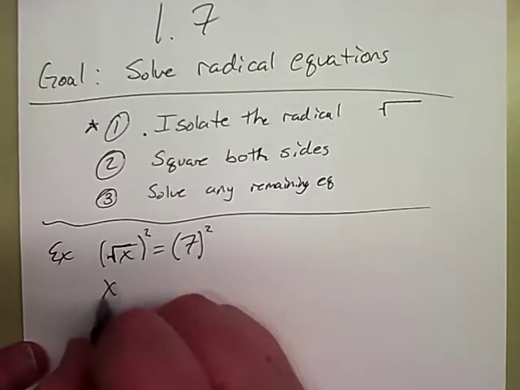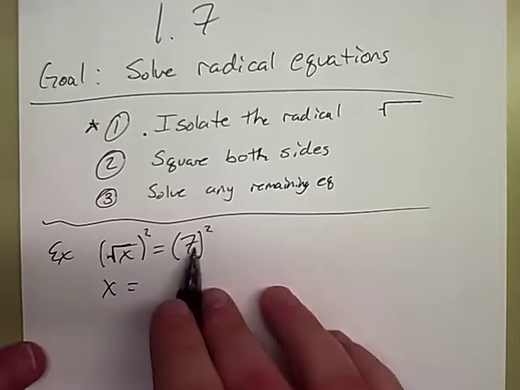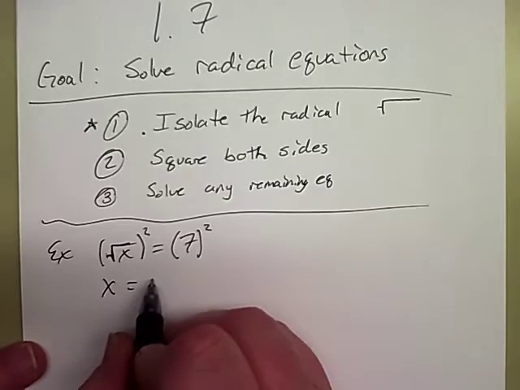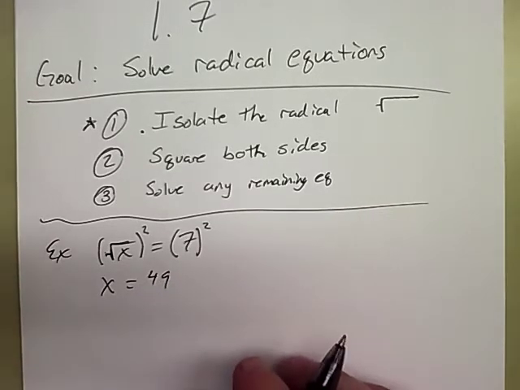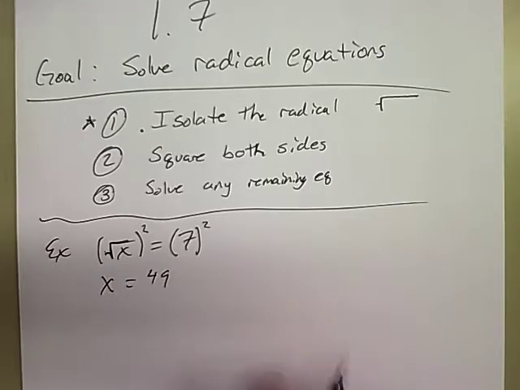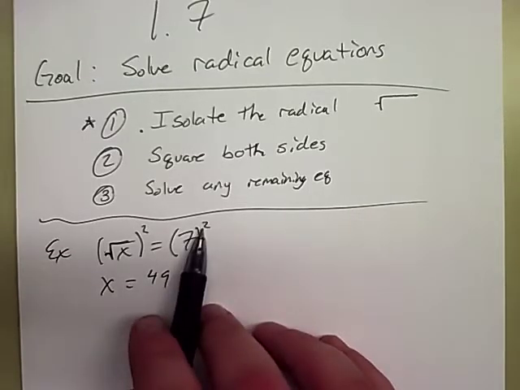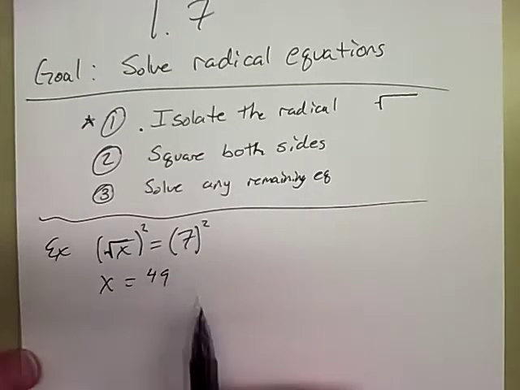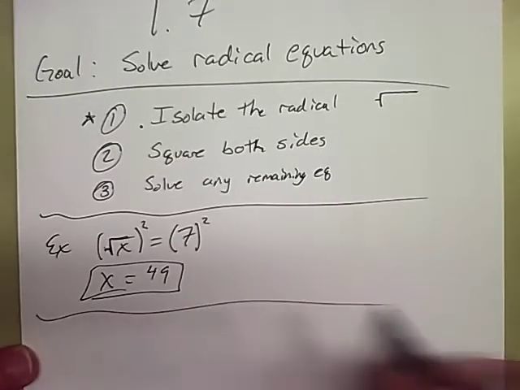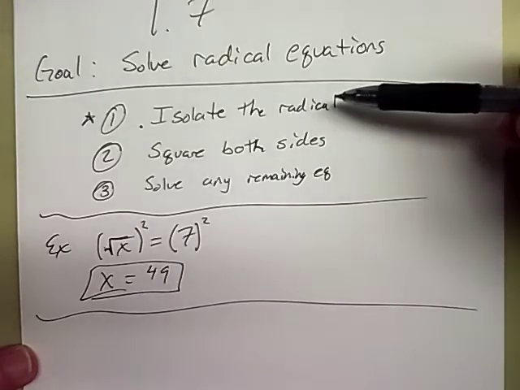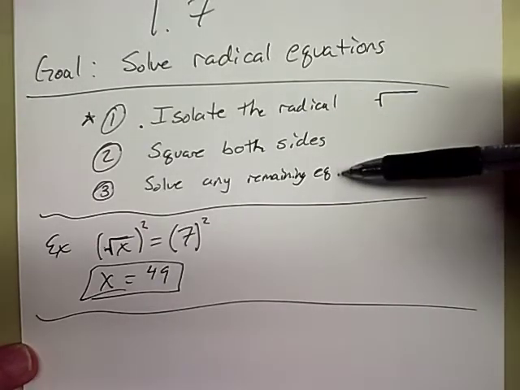When I square this side, I end up with an x. When I square the right side, 7 squared, 7 times 7 is 49. Not 7 plus 7, not 7 times 2. 7 raised to the second power is 7 times 7. And then we're done. x is all by itself, and we have nothing else to worry about. So sometimes we don't have to isolate the radical. Sometimes there's no remaining equation.